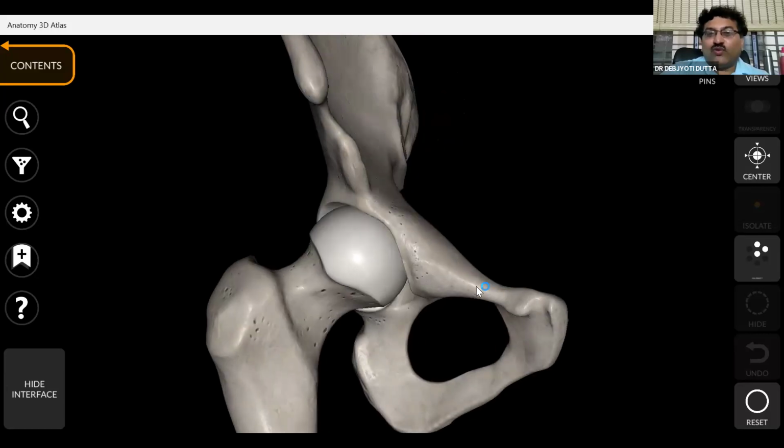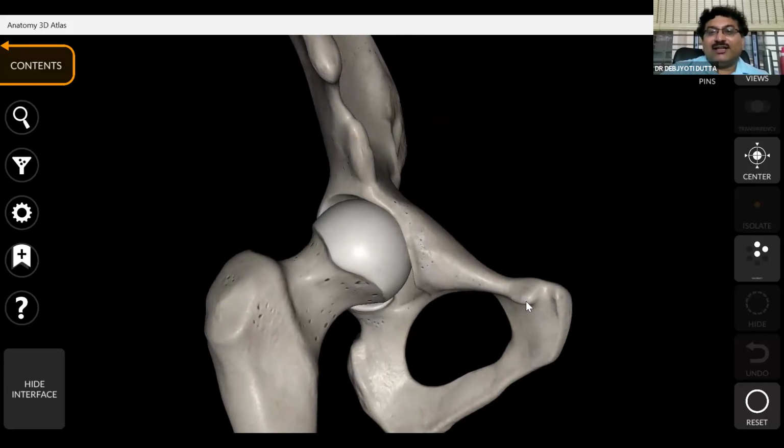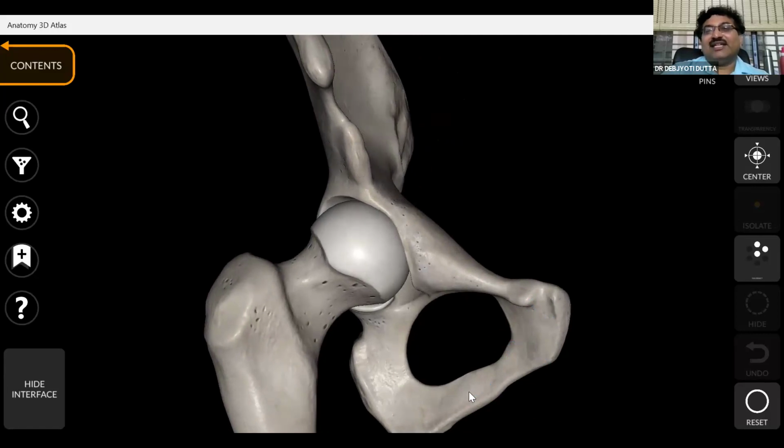Now, if we move forward, this portion is the superior pubic ramus. Then this projection is known as the pubic tubercle. This portion is the body of the pubis, and this is the inferior pubic ramus.